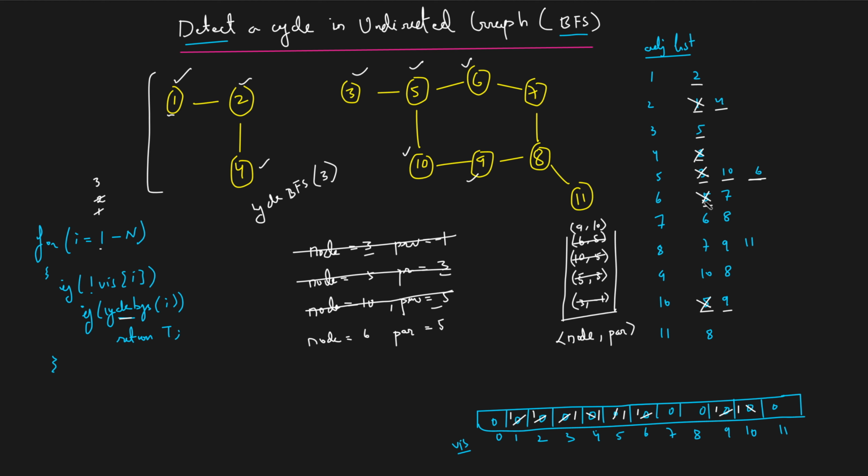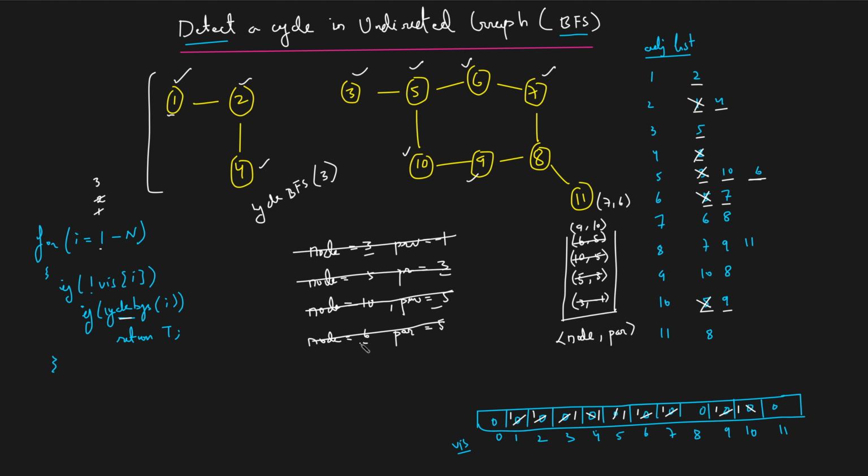Next adjacent node for 6, that is 7. Is 7 visited? No. So please make sure you mark it as visited and put it into your queue data structure. So 7 comma 6 is what you put in the queue. So 7 is also visited. Are there any further adjacent nodes for 6? Because 7 is also done. No. So I can say the traversal for 6 is over.